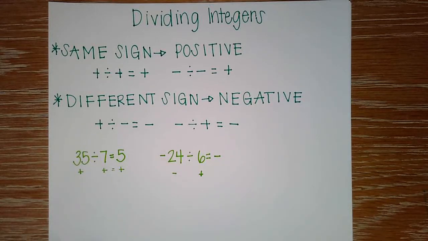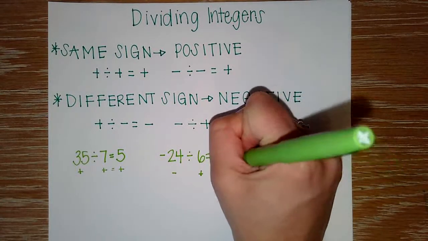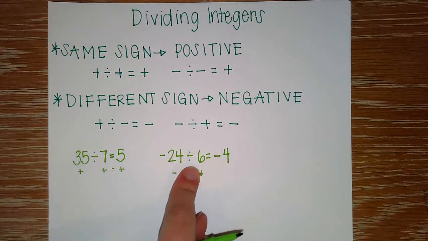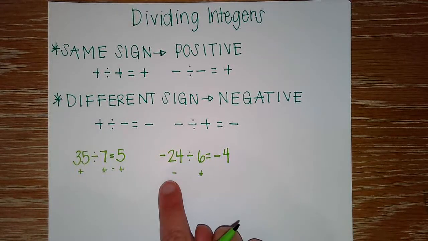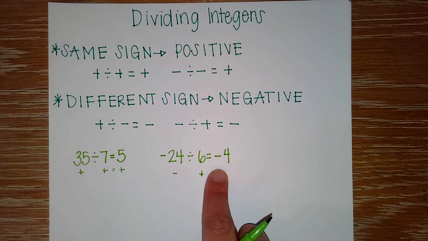Once I figure it out, positive or negative, I can just take a look at that 24 divided by 6 and divide like normal. So 24 divided by 6 is 4. Therefore, negative 24 divided by positive 6 equals negative 4. Again, those signs were different, one negative, one positive, so we've got a negative quotient.